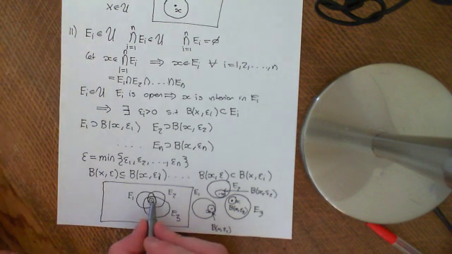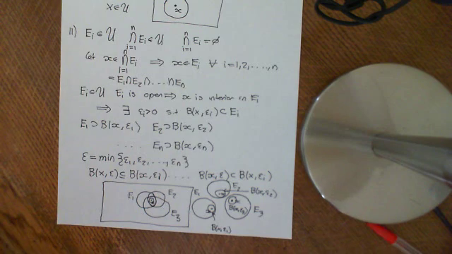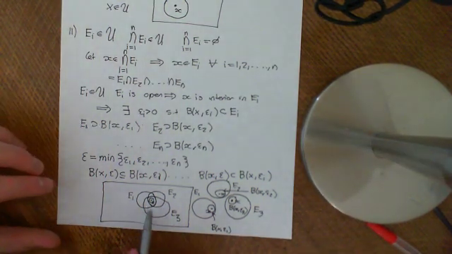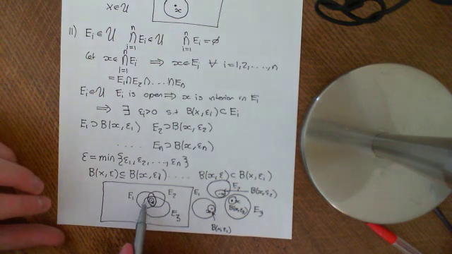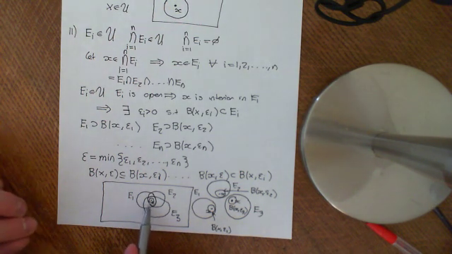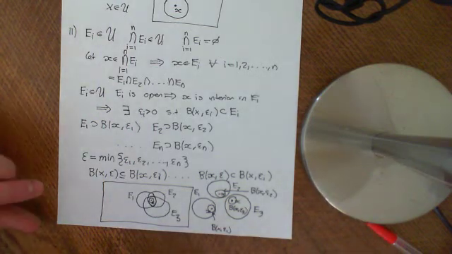So it's going to be contained within the intersection of all of them, and that's our proof that this intersection is going to be an open set, because I found you an open ball around any arbitrary point x which is still contained within the intersection.